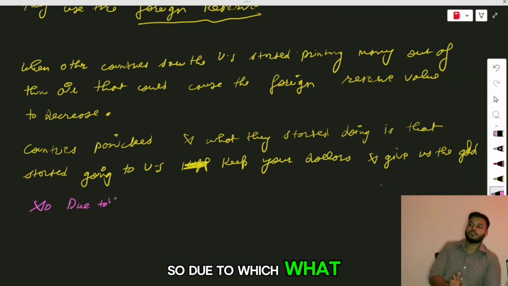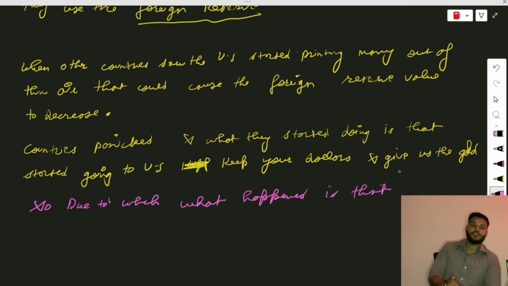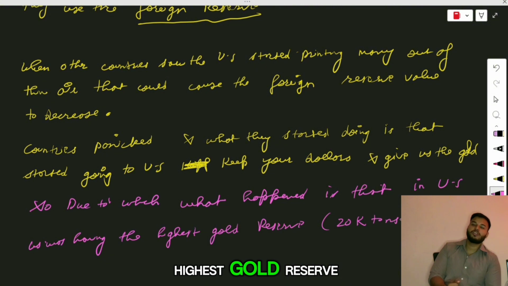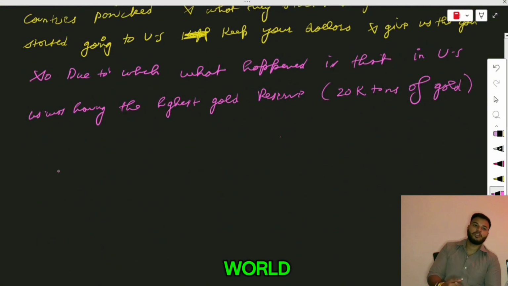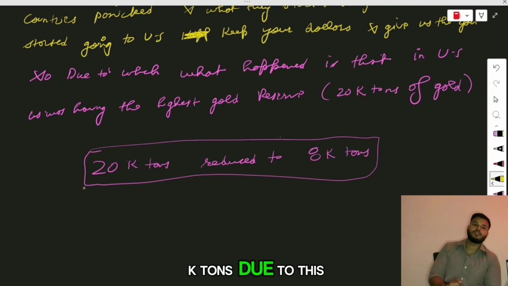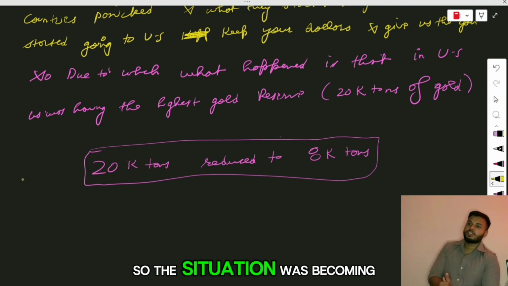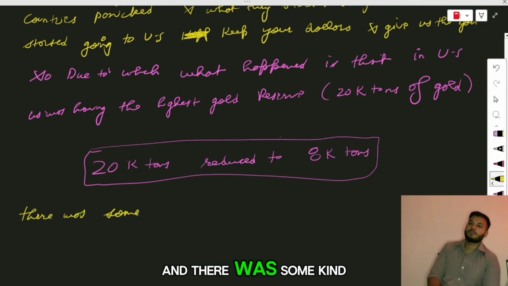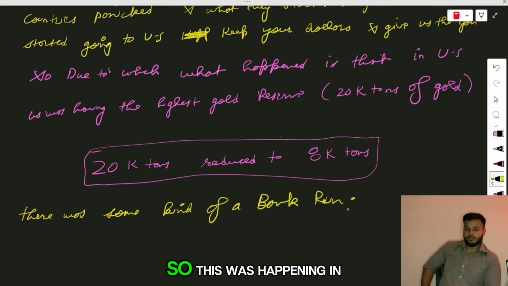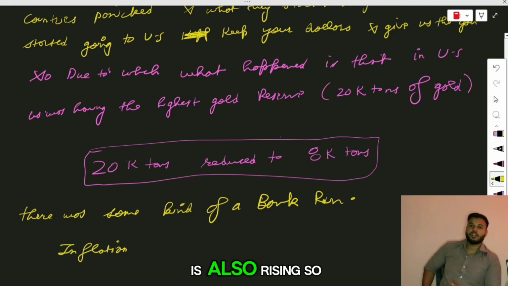Due to this, as I told you in the previous video, the US, which some time back had the highest gold reserve, around 20k tons of gold, saw it reduced to 8k tons. So the situation was becoming worse, and there was some kind of a bank run, you can say. This was happening in the US, due to which inflation was also rising.